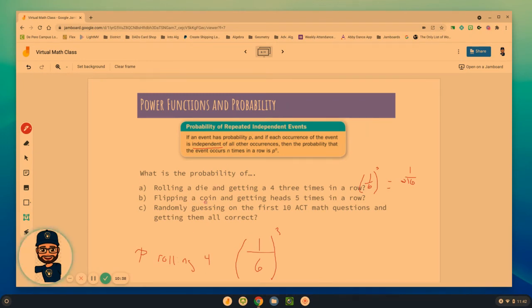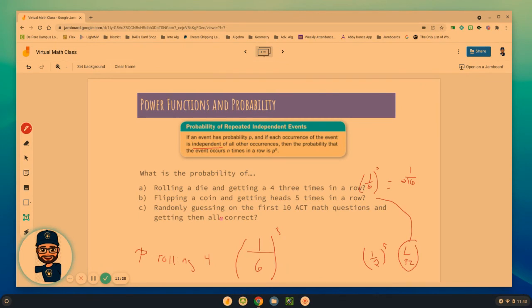What is the probability of flipping a coin and getting heads 5 times in a row? So you flip it once. What's the chance of getting a heads? 1/2. How many times in a row do I want to do that? 5. 1/2 to the 5th. 2 to the 5th is 32. So 1/32 of a chance. 1 out of 32 times you should get 5 heads in a row. These are what we call theoretical probability. In theory, this is what should happen. If we were to practice this, we could get different numbers.